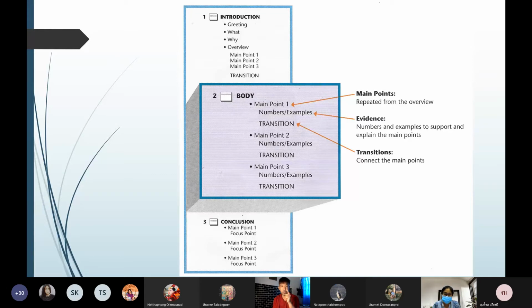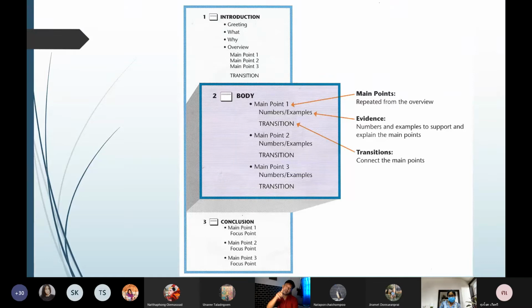Then main point 3, look at the purple box, okay? Main point 3, then you repeat from the overview or speak it again. Then you discuss it. How? By speaking numbers, speaking example, or telling some examples, or explaining the details of main point number 3, and then transition signals. Okay, so it's like a repetitive process.